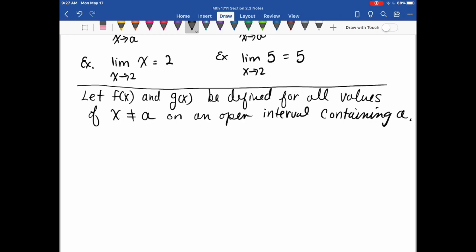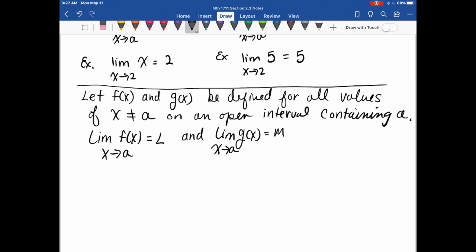So this is a fancy way of saying that all the values that are in the area of A for x, all those function values need to be defined except for that value that we're approaching. The other thing that we have to say is that the limit of f of x as x approaches A has to exist, and we're going to call it L. And the limit of g of x has to exist as you're approaching A, and we're going to call that limit M. So the limit has to exist.